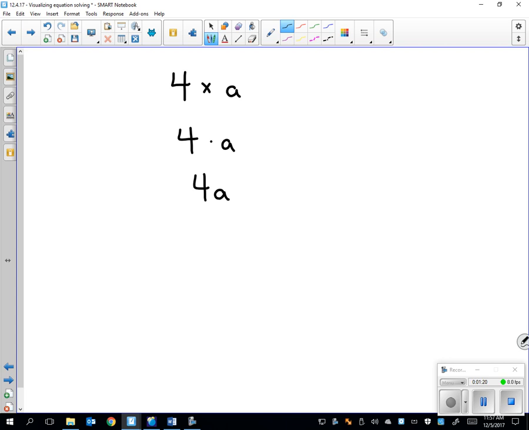When I have a 4 right next to the variable like this, it is called a coefficient. We're going to see lots of coefficient work as we move through grade 8 and into grade 9. A coefficient is a quantifier. It's telling me how many A's I have. How many A's do I have? 4. That's it. 4 times apples. 4 apples. That's all that's saying. This is a quantifier. It's multiplying.